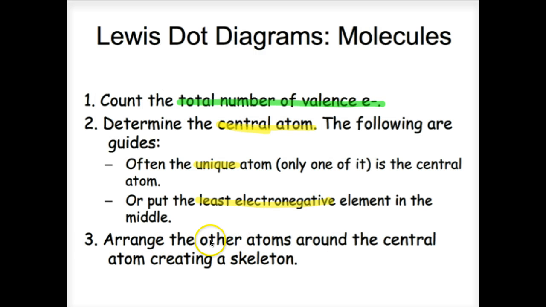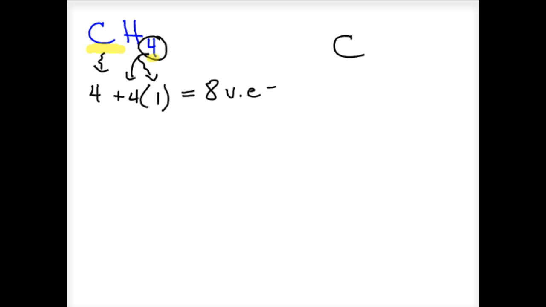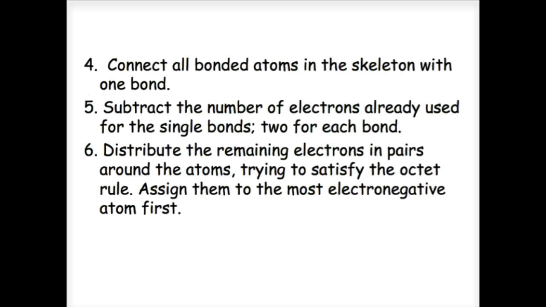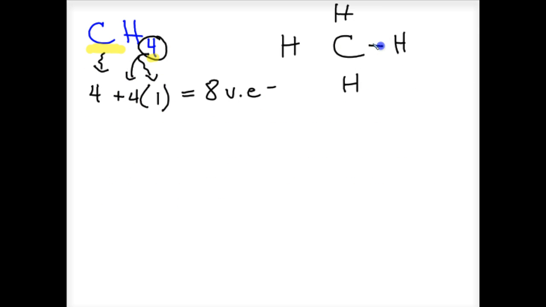Next, I arrange my other atoms, however many I have, around the central atom. So I put carbon in the center. Now I'm going to take my other ones, my hydrogens, and just put them around it: H, H, H, and H. The next step is now to connect them with a bond. My bond is literally going to be a dash between the elements. So dash, dash, dash, dash.